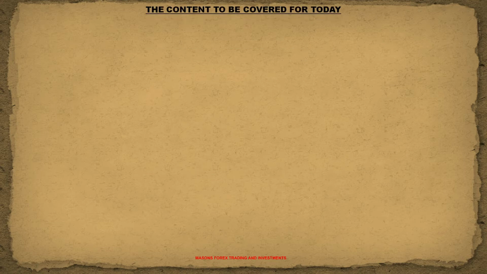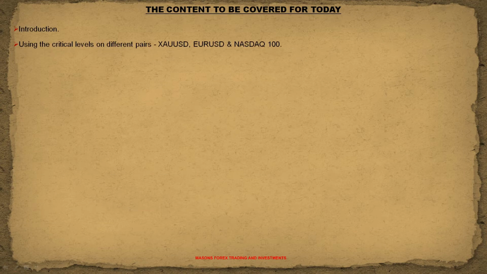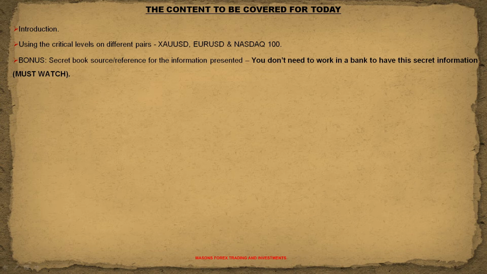The content to be covered for today: introduction, using the critical levels on different pairs, gold, EURUSD, and NASDAQ 100. Bonus, secret book source or reference for the information presented. You don't need to work in a bank to have the secret information. A definite must watch. And finally, a quick fire summary.